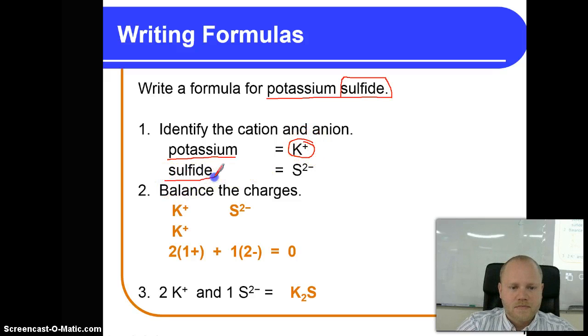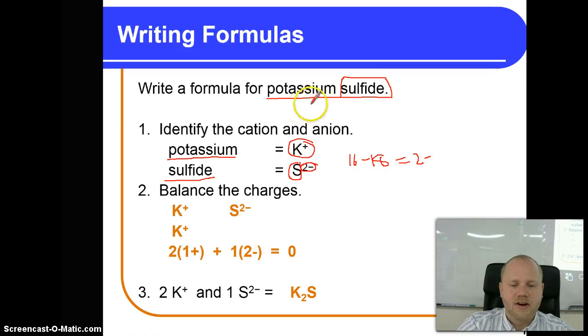Sulfide comes from sulfur, so it'll take a little time before you're comfortable going from the name of the ion to the name of the element, but you'll just have to practice that a little bit. So sulfide is S for sulfur, and we look at the group number, 16 minus 18 equals -2. So our charge for sulfide is -2.